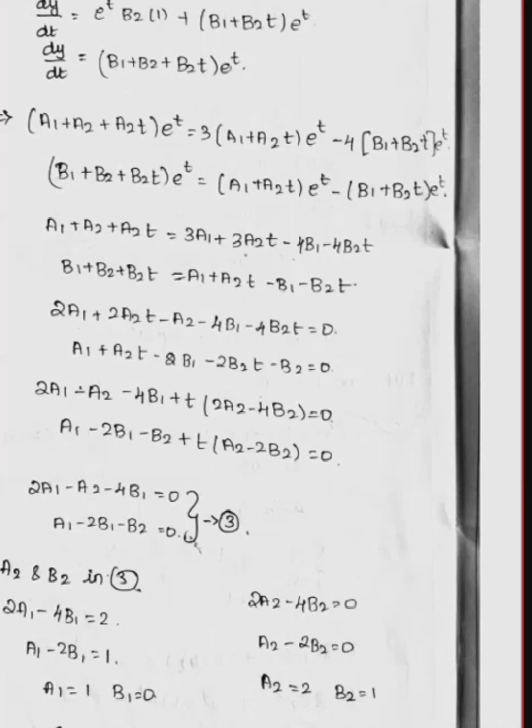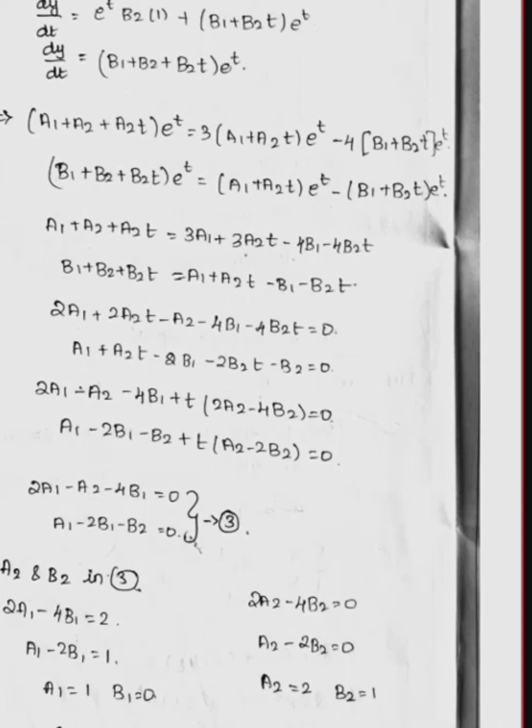So equation number 3 changes into 2a1, a2 value is what? Minus 2 minus 4b1 equals 0. Similarly, a1 minus 2b1, b2 value is what? Minus 1 equals 0. So now you are taking the constant term to the right-hand side. The minus term becomes plus here. So minus 2 goes to the right-hand side and becomes plus 2, and minus 1 goes to the right-hand side and becomes plus 1. So 2a1 minus 4b1 equals 2, and a1 minus 2b1 equals 1.